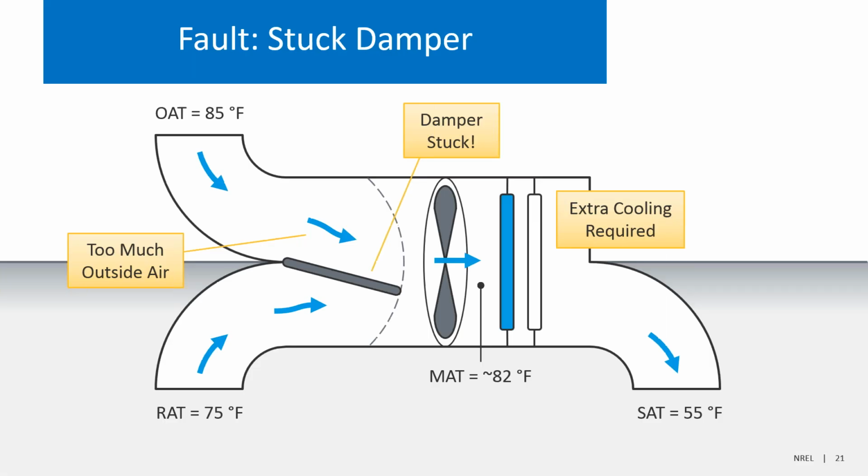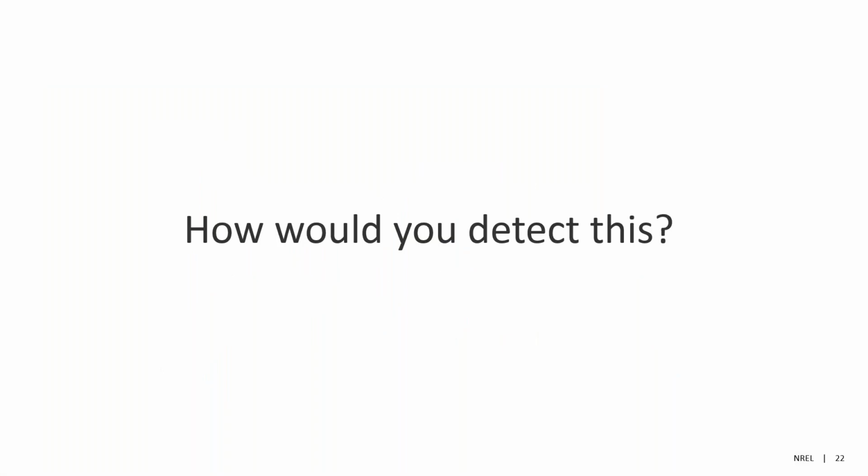Now, something to think about is, how would you detect this? As it turns out, if we go back and look at the supply air temperature from the perspective of the people inside the building, the air is still cool. There's nothing wrong. The system is working fine. But we know that because it's doing this extra cooling, it's wasting energy, and your utility bill is going to increase. So what are some ways that you might detect this fault?